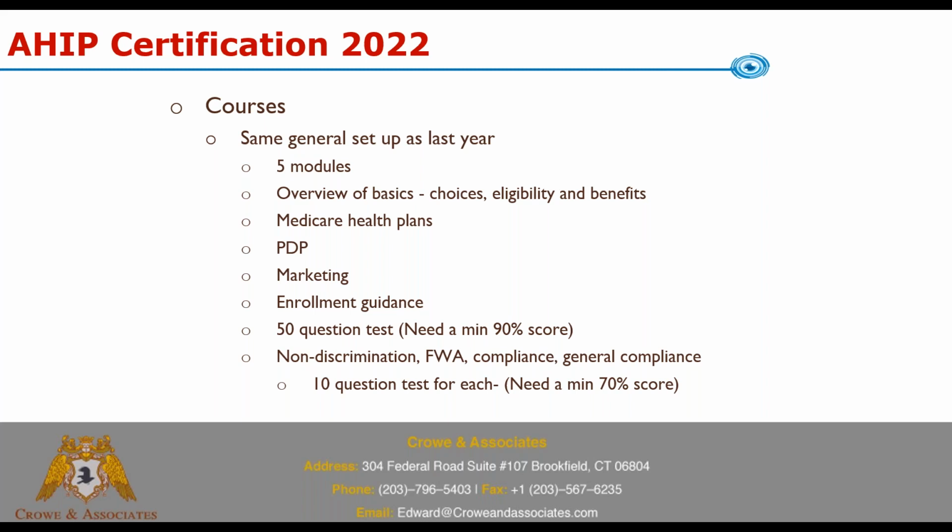When you're done with the test, just remember you're not done. I like to think that every year, but once you pass your 50 question test, you still have to do the other trainings that aren't as difficult: non-discrimination, fraud, waste, and abuse, compliance, and general compliance. And you only need a 70% score on those, and those tests are only 10 questions each. So just make sure you complete those.